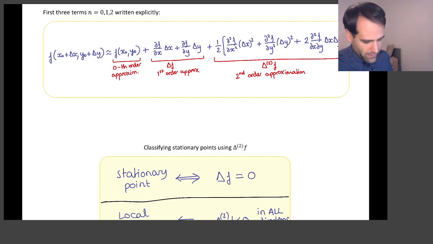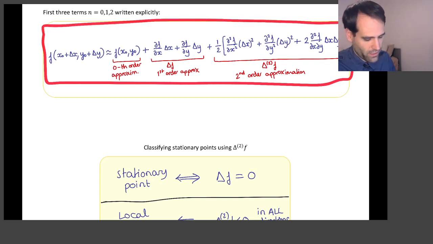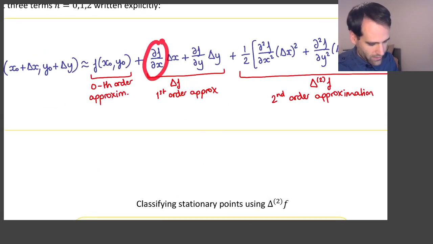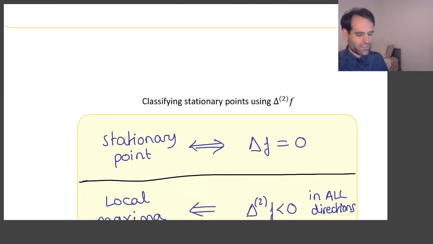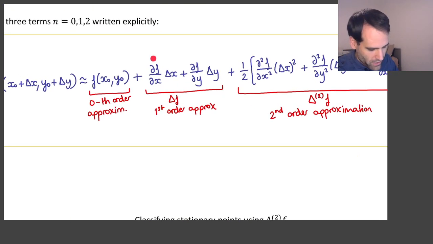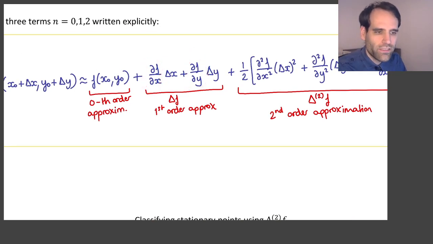So we have seen that by looking at the Taylor expansion of a two-dimensional function, a function with two variables, we can tell a lot of things about the stationary points. In particular, by looking at the first order term of the Taylor expansion, which is the one that involves the first order partial derivatives, we can tell which points are stationary points. So stationary points are those in which the first order term is equal to 0, which also means that the two first order partial derivatives are both equal to 0 simultaneously.